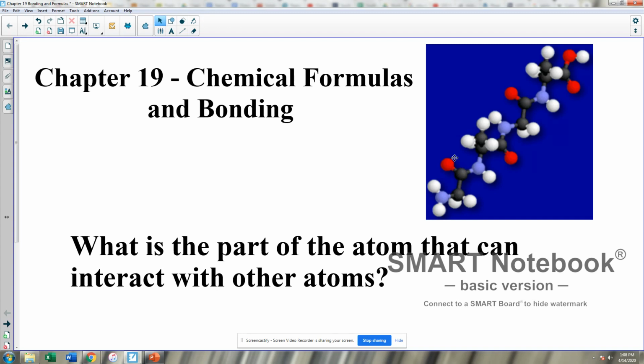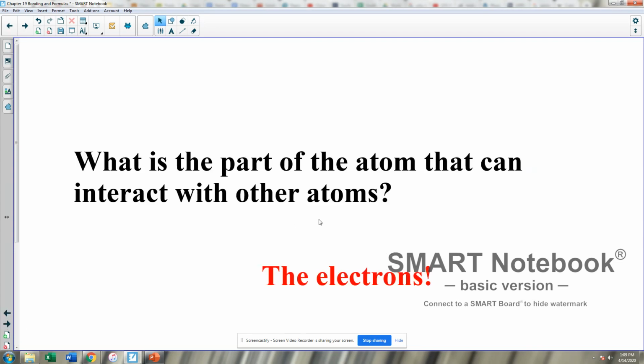And the answer is it's got to be something on the outside of the atom. It's got to be the electrons. The electrons are the things that are doing that interacting because they're so far outside. The things on the edge are doing the interacting.